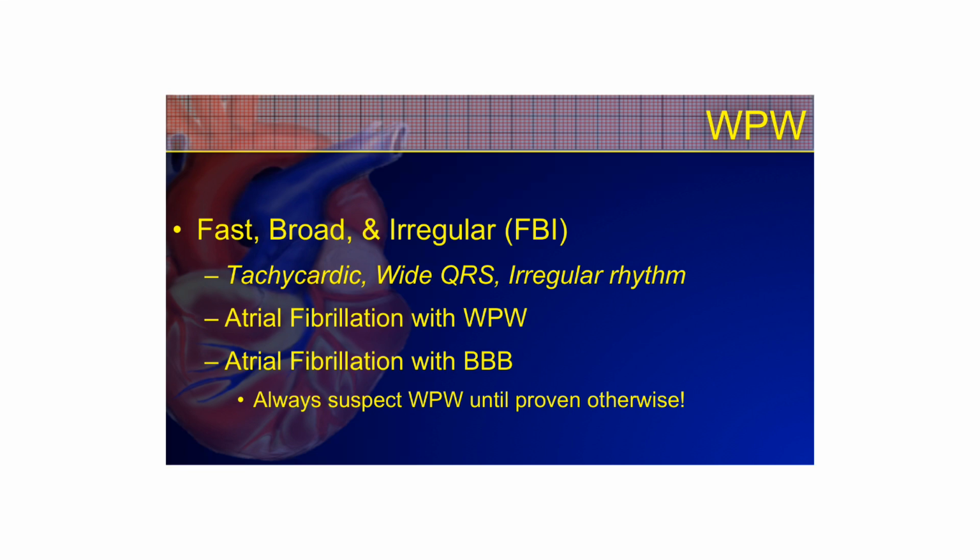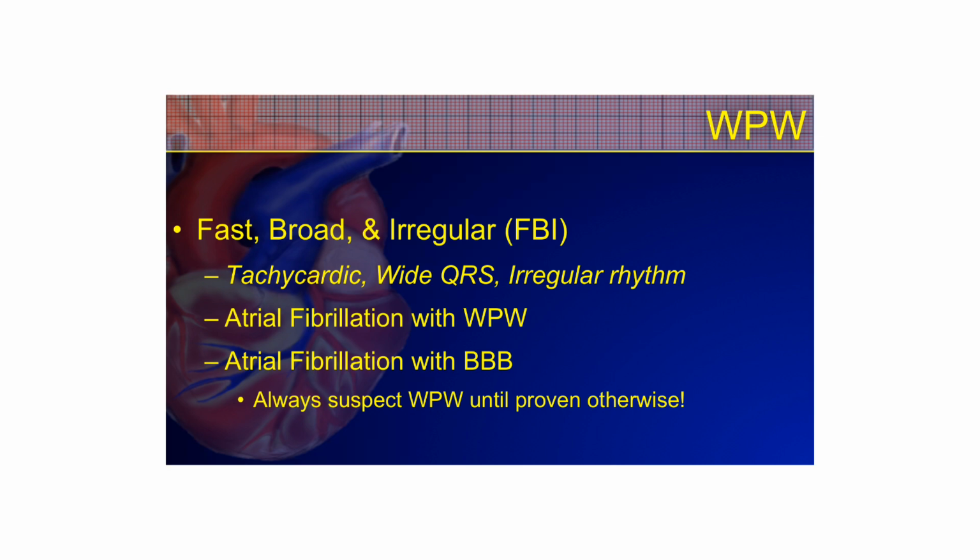We're talking 300, 400 beats per minute because there's nothing to stop those rapid depolarizations from coming down to the ventricles with that accessory pathway. And the pathognomonic presentation of AFib with WPW is easy to remember. FBI: fast, broad, and irregular. And when I say fast, I'm telling you it's very fast. It's very wide or broad, and it's very irregular. It's irregular in both morphology and rhythm. Okay, so it's fast, broad, and irregular.